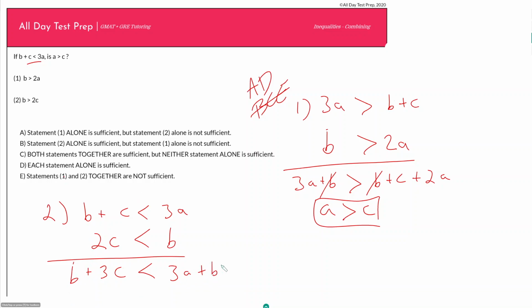Again, first thing I'm looking for is to see if my b's cancel out, which they do. I get 3c is less than 3a, divided by 3. A is greater than c, which is the same thing I had in my first statement. So this is also sufficient. D is the answer. And so that is the last thing worth knowing about inequalities.